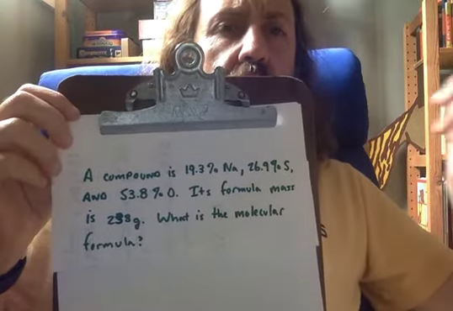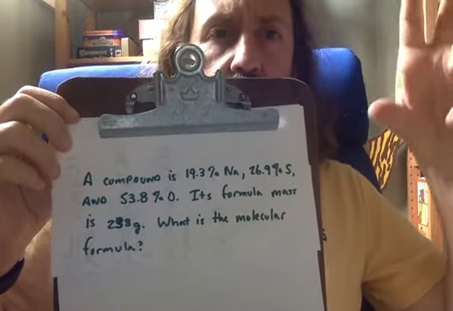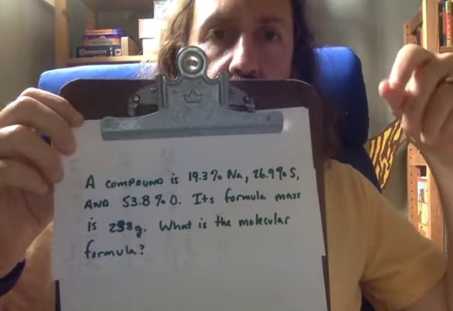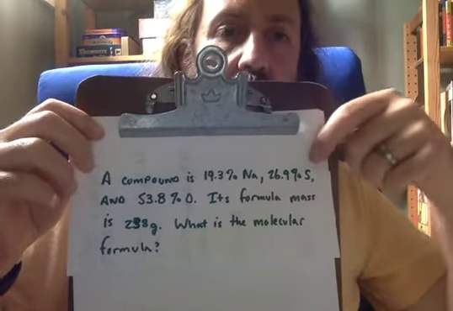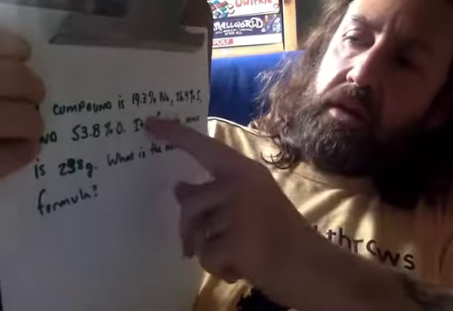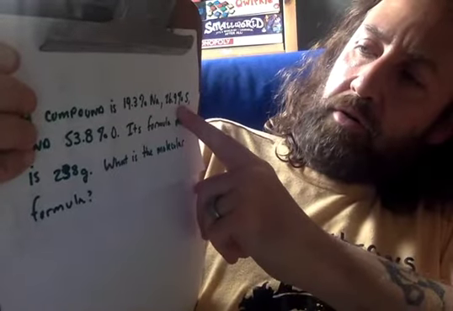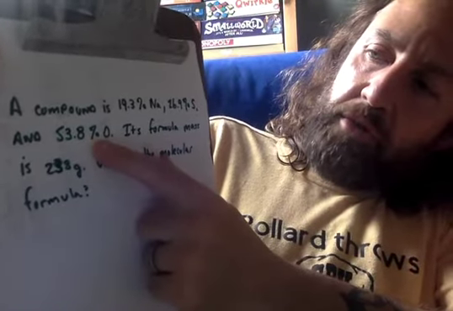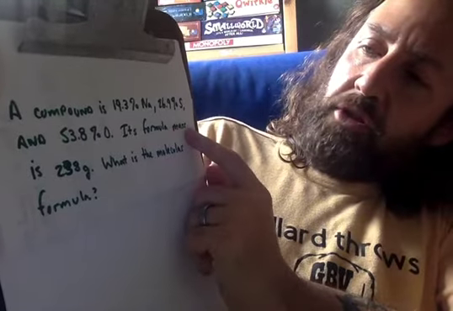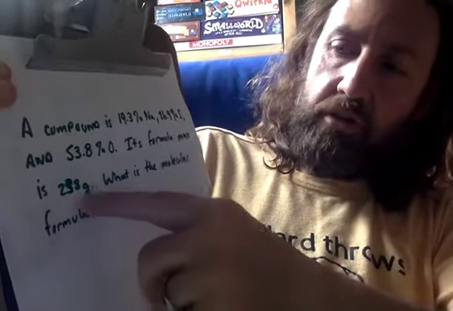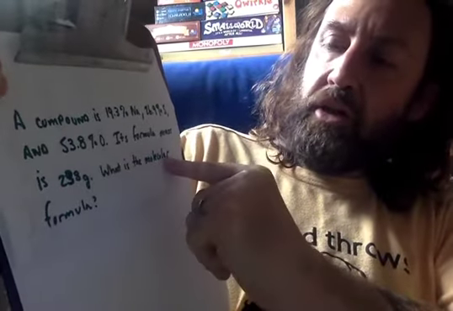Okay, guys. Today we're going to talk about how to do an empirical formula problem, and this is the two-step kind, where it asks you about both empirical and molecular formula. So let me read this here, and take a look at it because it's hard for me to read. A compound is 19.3% sodium, 26.9% sulfur, and 53.8% oxygen. Its formula mass, so the actual mass that we measure in the laboratory, is 238 grams. What is the molecular formula?